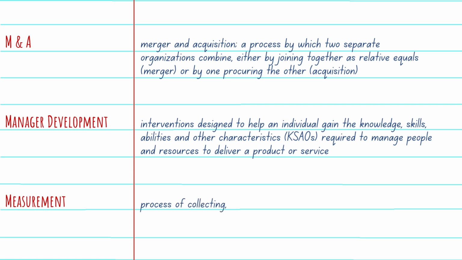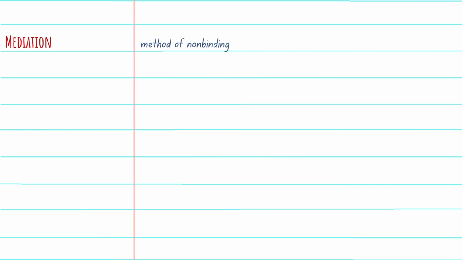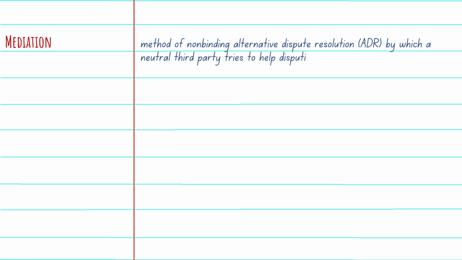Measurement is a process of collecting, quantifying, and evaluating data. Mediation is a method of non-binding alternative dispute resolution by which a neutral third party tries to help disputing parties reach a mutually agreeable decision, such as conciliation.